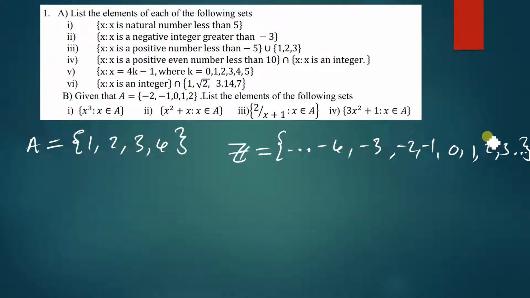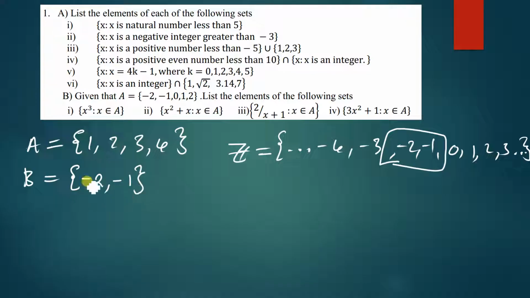They are saying negative integer greater than -3. We are simply talking about these two numbers here. These are the only negative integers which are greater than -3. So our set B will therefore be equal to -2 and -1. Let's move on to part 3 of the question.